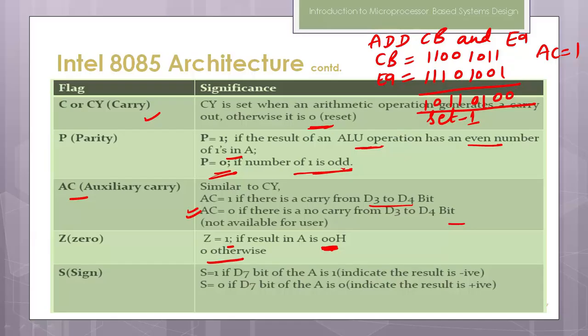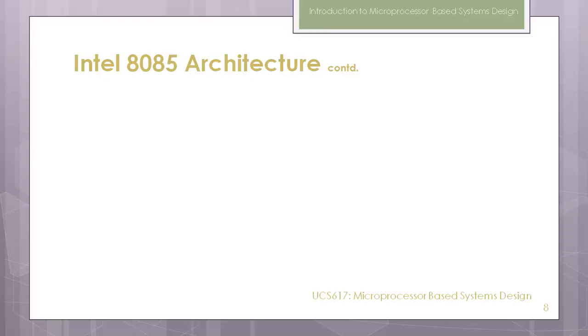Sign flag: if the D7 bit of the accumulator is 1, it indicates that the result is negative, then the sign flag is 1. If the D7 bit of the accumulator is 0, it indicates that the result is positive, then the sign flag is 0. So that's all about the flags.